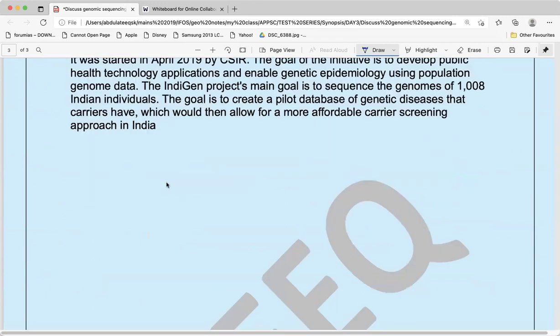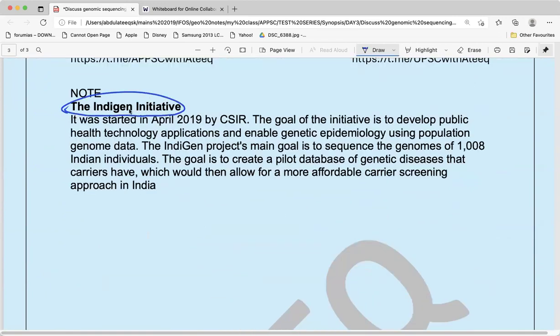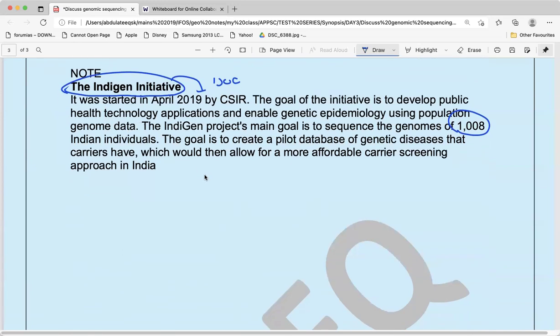Simple, guys. And I have given some value-added material, the IndiGen initiative. This is done on 1,000 people by the CSIR. The Genome India project is a bigger one. Here it is just 1,000 people. So almost the goals are similar. So this thing you have to know.